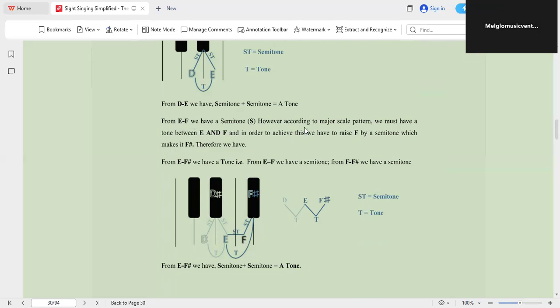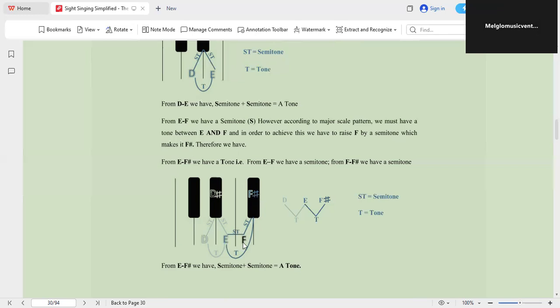However, according to the major scale pattern, we must have a tone between E and F. In order to achieve this, we have to raise F by a semitone, which makes it F sharp. Therefore, you see, we've raised it now. So it's now E to F sharp.